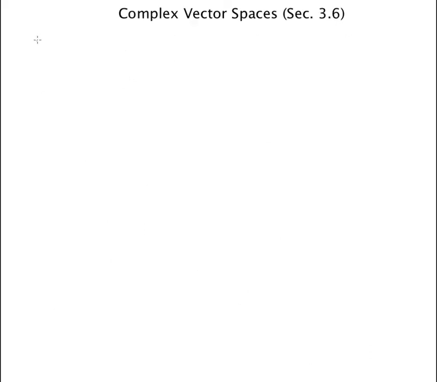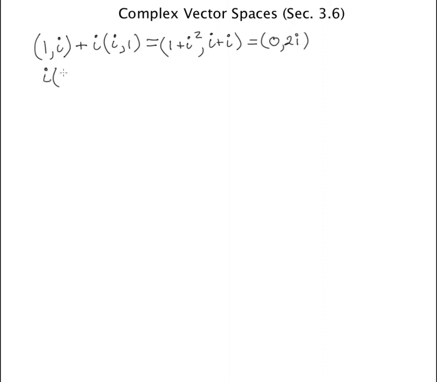All right, so let's just do a couple of quick examples. For example, if I asked you to do the following calculation, what would you get? Let's see, 1 plus i times i is the first coordinate, and the second coordinate is i plus i. And so by the usual rules, i squared is minus 1, so that's 0, 2i. And another example would be, well, we'll do more examples as we go along.